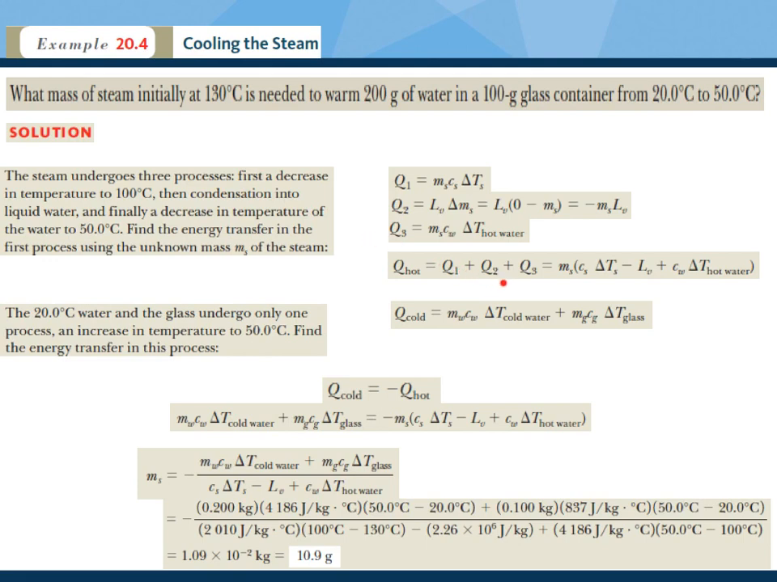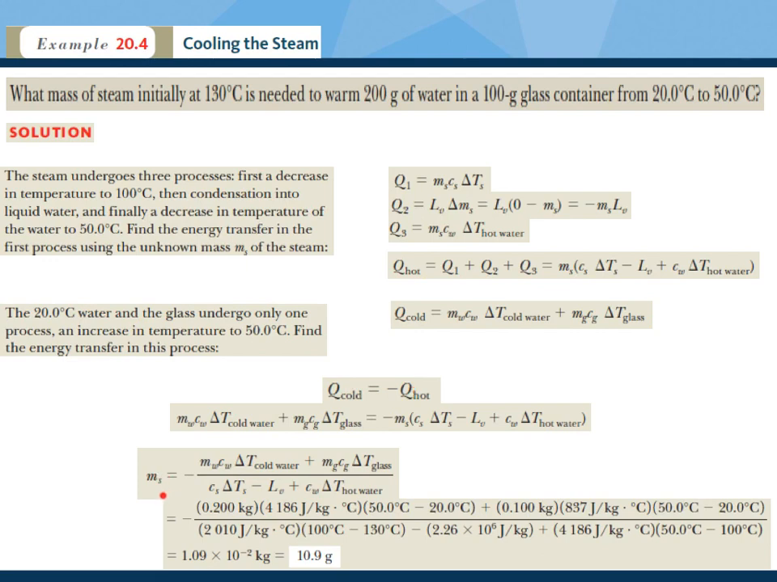We add Q1, Q2, and Q3 together to get the total amount of energy released by the steam. The energy required to raise the temperature of the water and the glass from 20 degrees Celsius to 50 degrees Celsius is given by this equation. The energy gained by the water and glass is equal to the energy released by the steam.